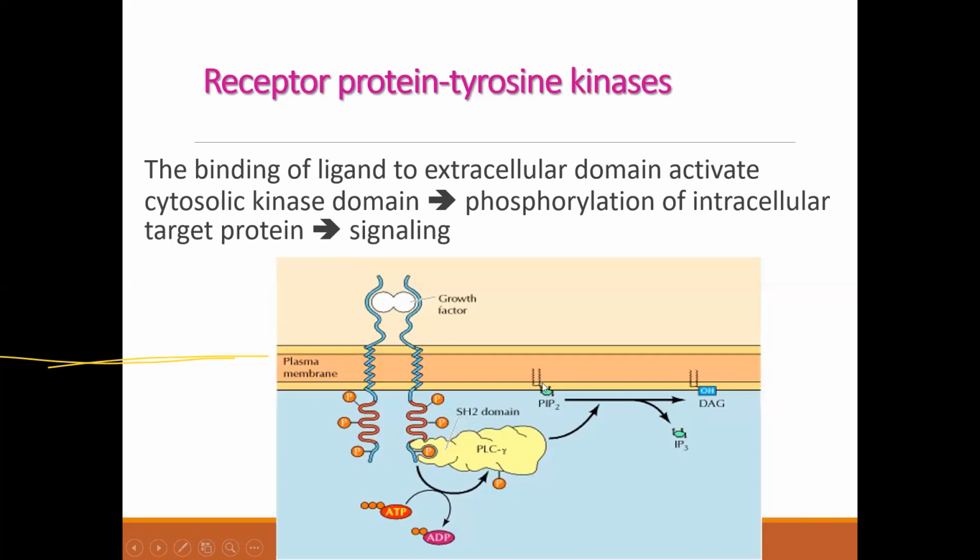Okay, and once this enzyme is phosphorylated, it becomes active and can hydrolyze the phospholipid PIP2 to get two types of product. The first one is diacylglycerol, DAG, and the second product is inositol triphosphate, IP3. The phosphate comes from ATP, and once the phospholipase C enzyme is phosphorylated, it becomes active.